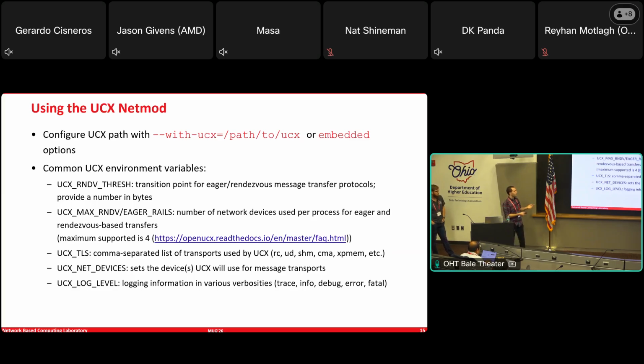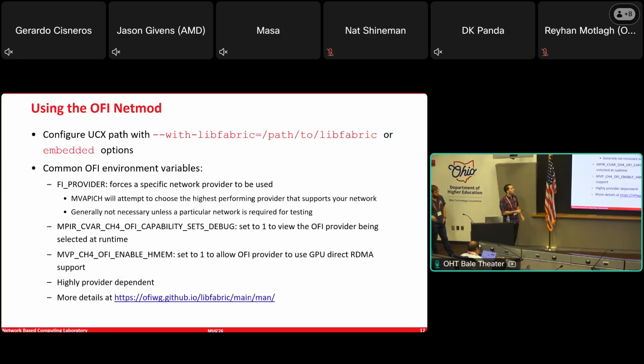Also transport layer services. So this includes your QP types, your queue pair or endpoint types, from RC, UD, shared memory, etc. How many devices you'll use, and then debugging logs for the sysadmins and everyone's groups. Similarly, for OFI, it's the same process, just instead of either the embedded option, some pre-configured option.